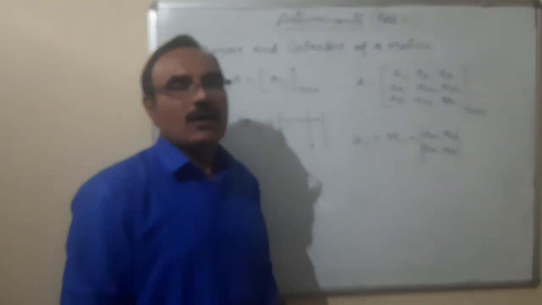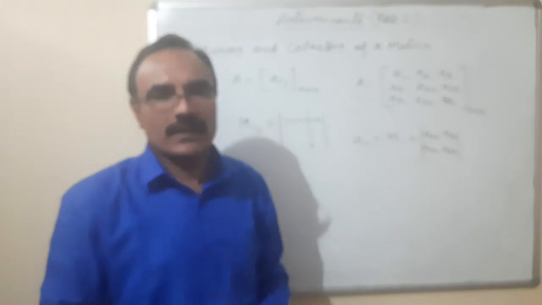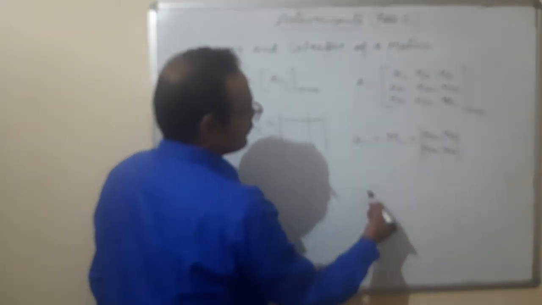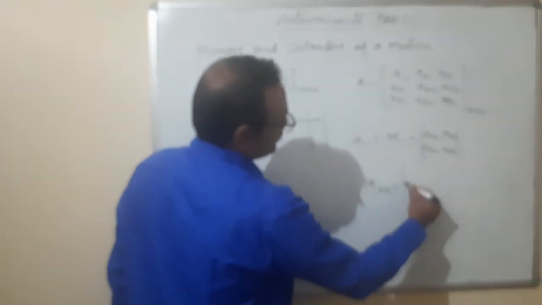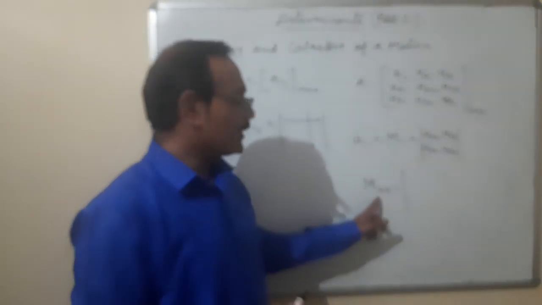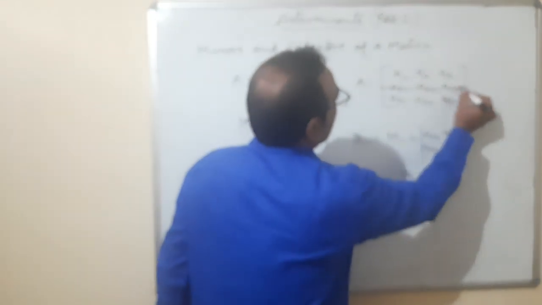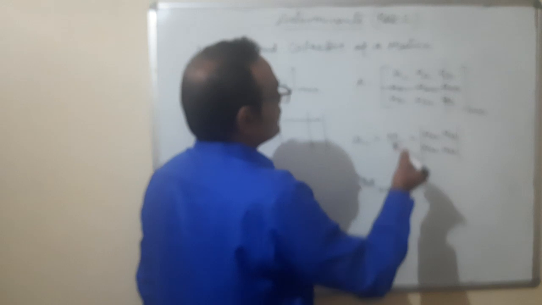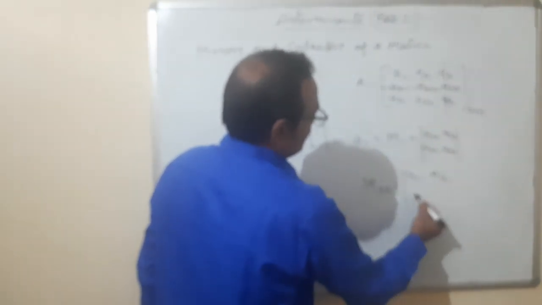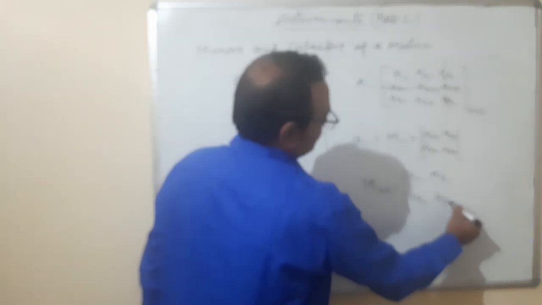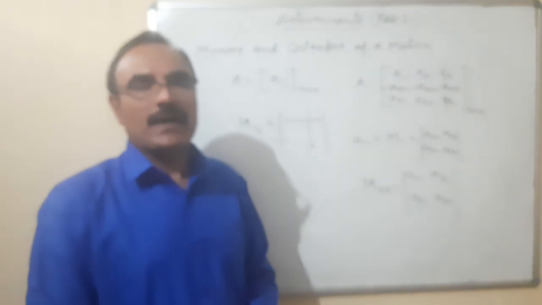These are called the minors. How many minors are possible here? Because there are 3 cross 3, 9 elements, there are 9 minors possible. Suppose you are going to find the minor M23. What does it mean? Deleting the second row and third column. The remaining elements can be arranged like that: A11, A12, A31 and A32. So this is the definition of the minors.